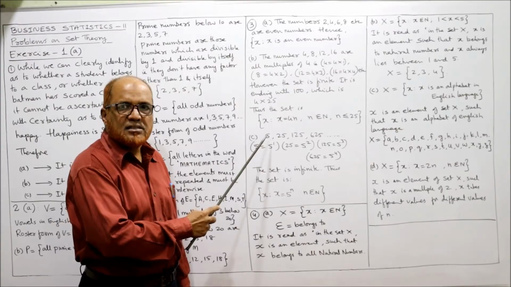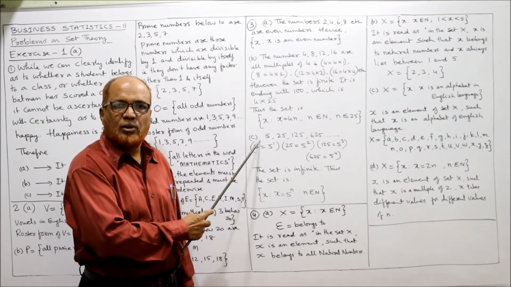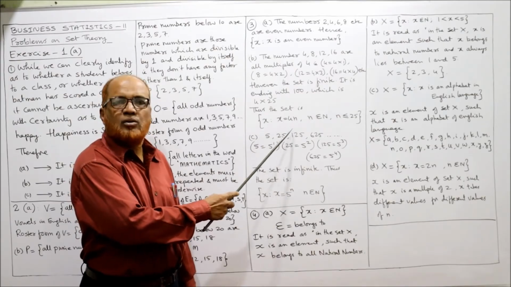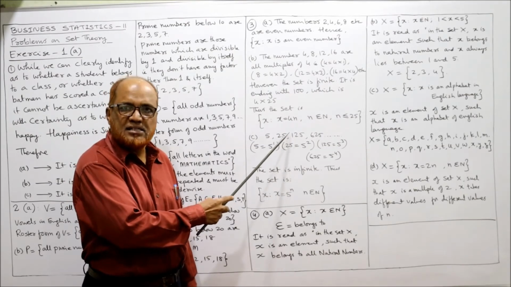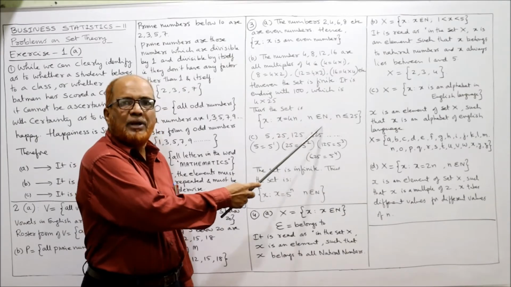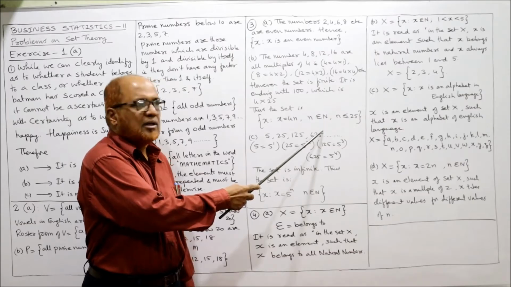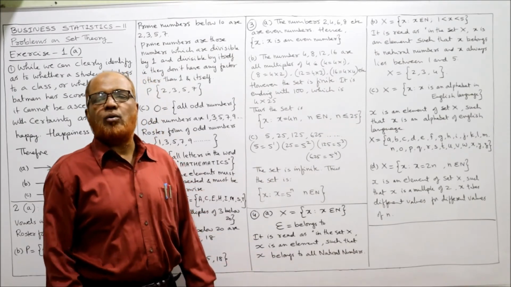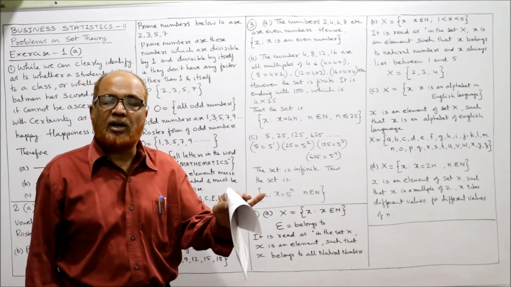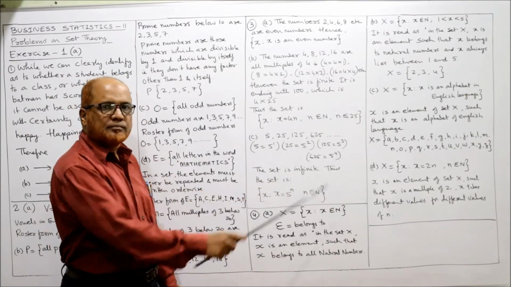So the rule is, a set which consists of x as an element where x is equal to 4n. This is the condition: x is equal to 4n where n belongs to natural numbers, and n is less than or equal to 25. N is not exceeding 25. That's it. This is the rule.